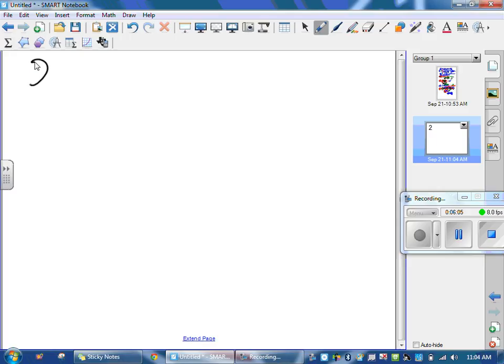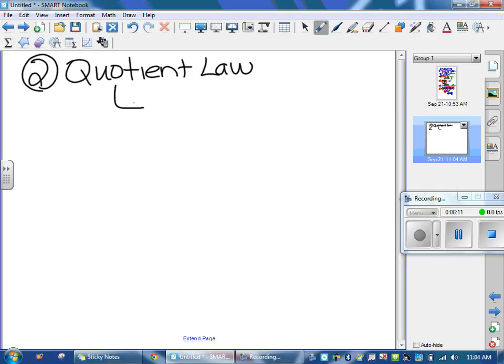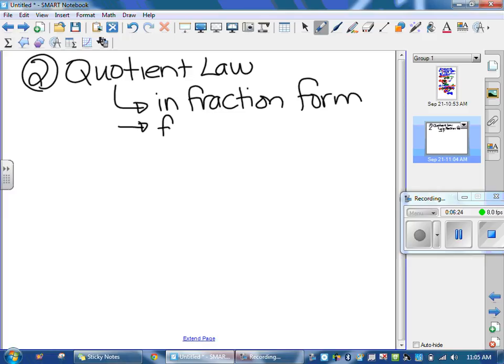Second law is called the quotient law. Quotient means it's in a fraction. So in fraction form, possible. Because the fraction line means to divide. Okay, so the fraction line means divide.